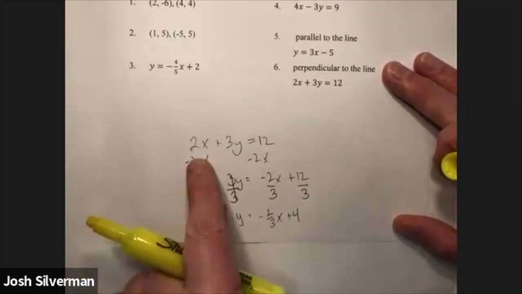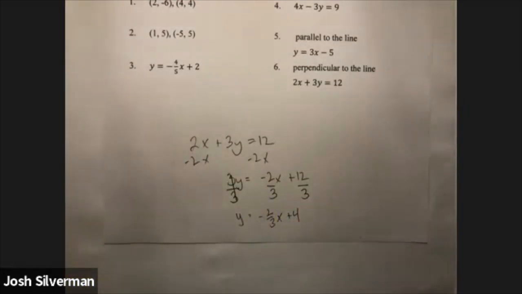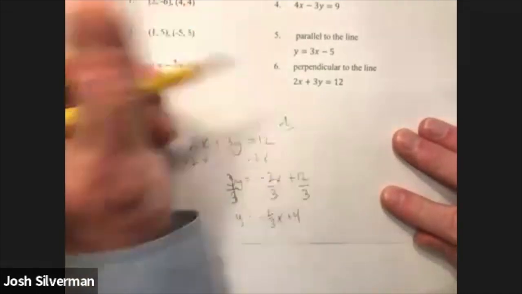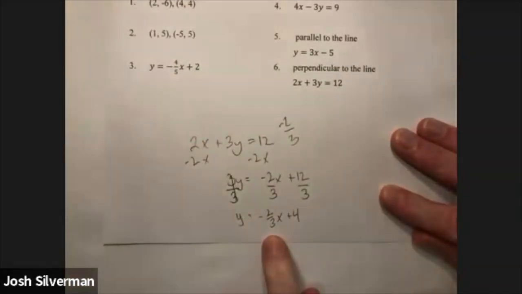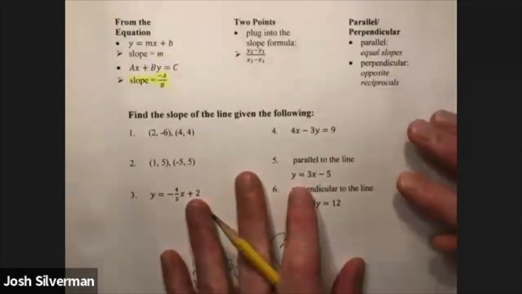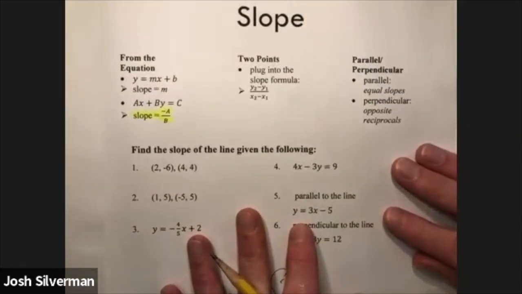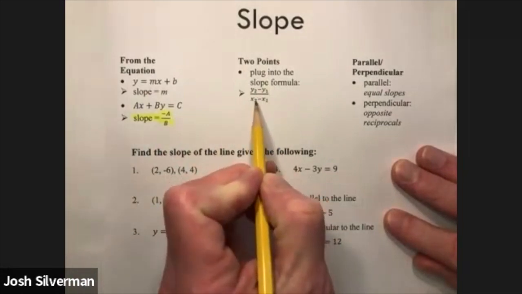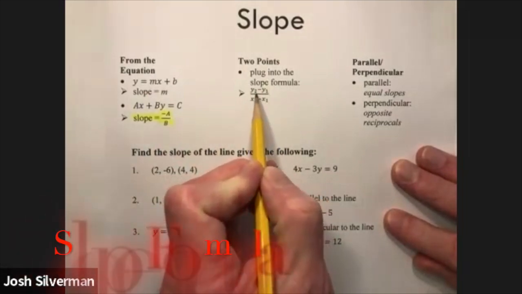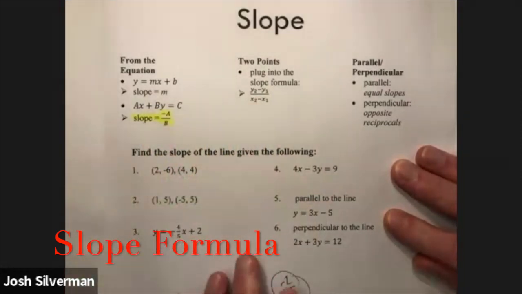Look at the example that we had before. What is the opposite of the thing in front of x? That would be a negative 2. What is the thing in front of y? That would be a positive 3. Oh my God, negative 2/3. Total game changer. When you're finding the slope between 2 points, you're going to plug the 2 points into the slope formula: y2 minus y1 over x2 minus x1.